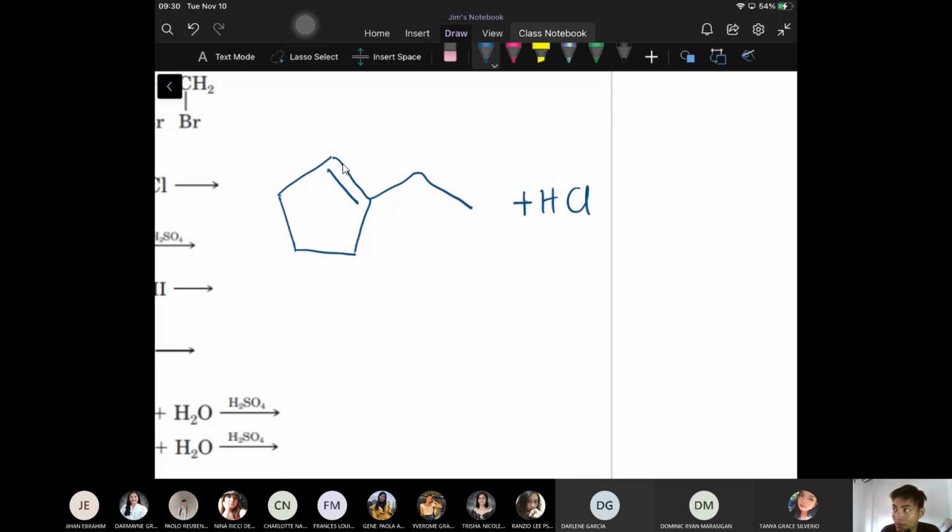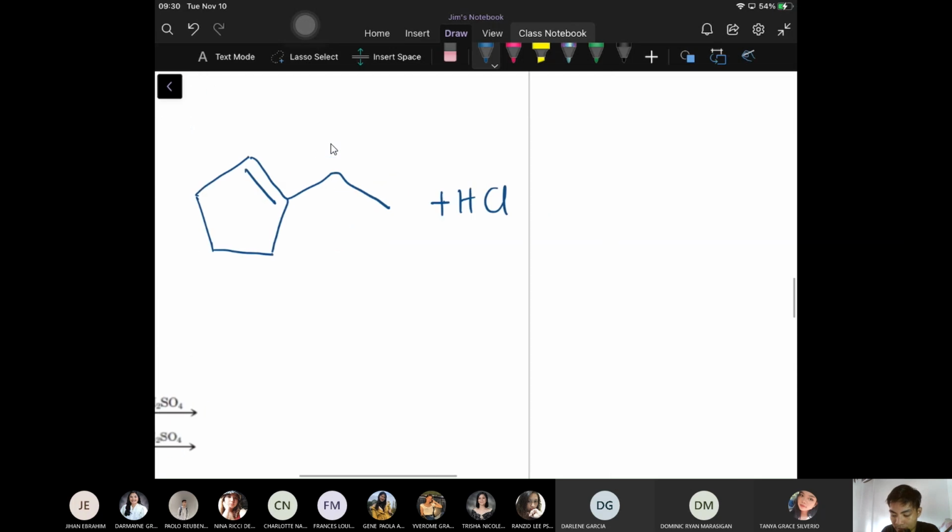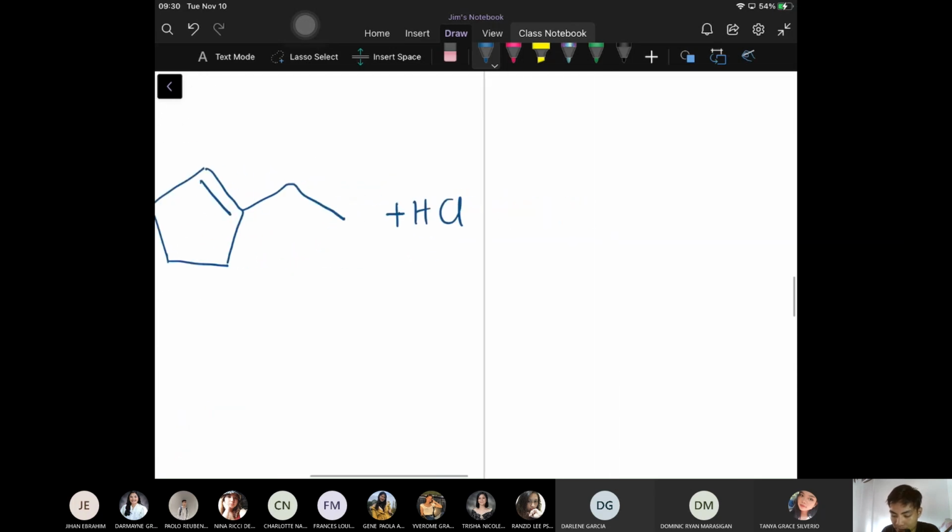Bakit? Yung H, mapupunta siya sa carbon na maraming hydrogen. Ilan yung hydrogen dito? Isa. May tatlong bonds. 1, 2, 3. Ibig sabihin, pwede pa yung isang hydrogen dyan. So, doon kakabit yung H. Kasi dito, wala nang hydrogen dito. Ilang bonds meron dyan? 1, 2, 3, 4. So, wala na matitira. So, dito talaga mapupunta yung hydrogen. Okay?